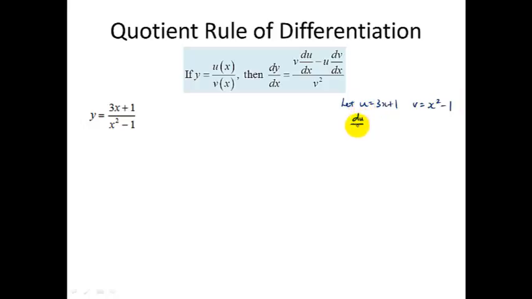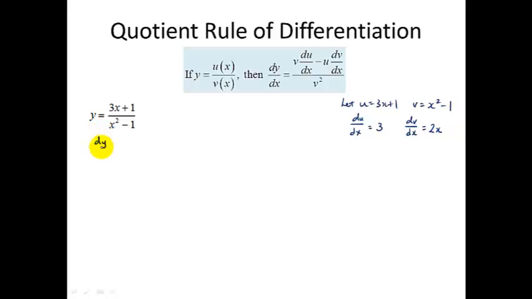Then I need to perform differentiation on u. I need to do du/dx. So I need to differentiate 3x plus 1 with respect to x. The first term is 3x, that differentiates to 3. The second term is plus 1, being a constant, differentiates to 0. We shall do the same for v, dv/dx. Differentiate x squared minus 1 with respect to x. The first term is x squared, that differentiates to 2x. The second term is minus 1, since it's constant, differentiates to 0.